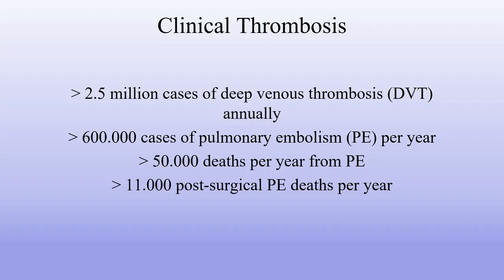Few words about clinical thrombosis. More than 2.5 million cases of deep venous thrombosis annually, more than 600,000 cases of pulmonary embolism per year, more than 50,000 deaths per year from pulmonary embolism, more than 11,000 post-surgical pulmonary embolism deaths per year.